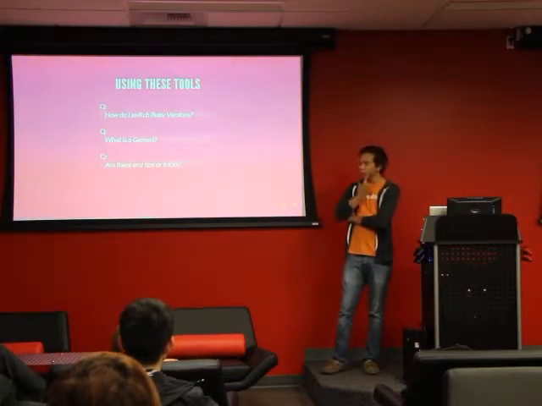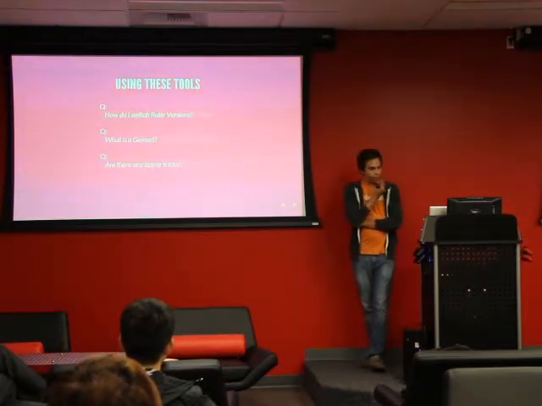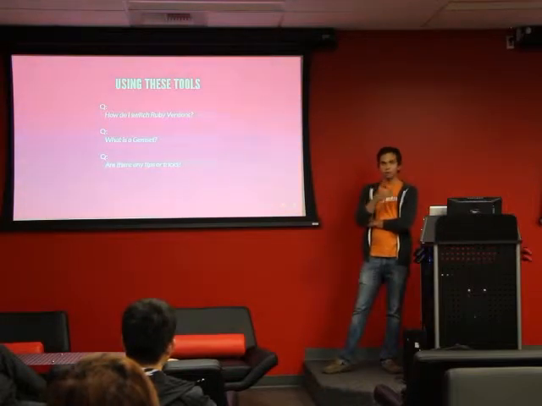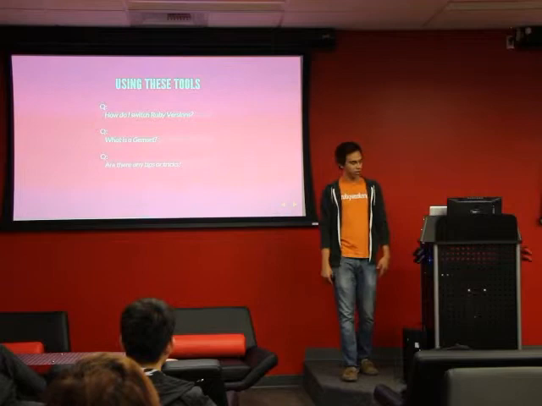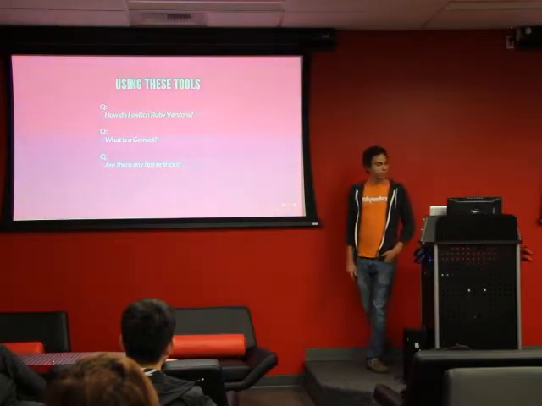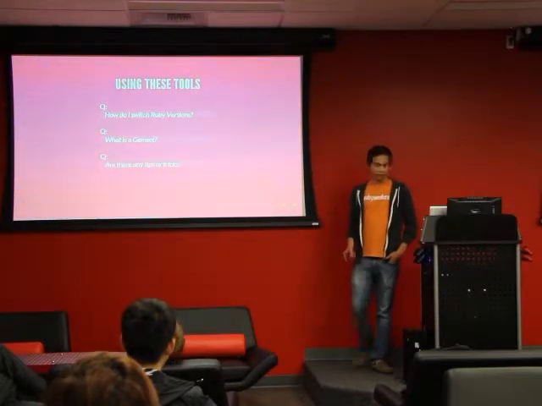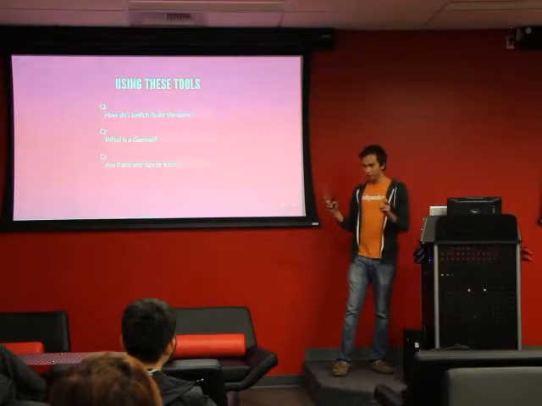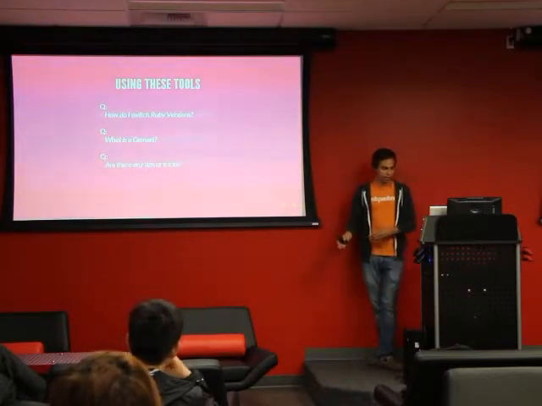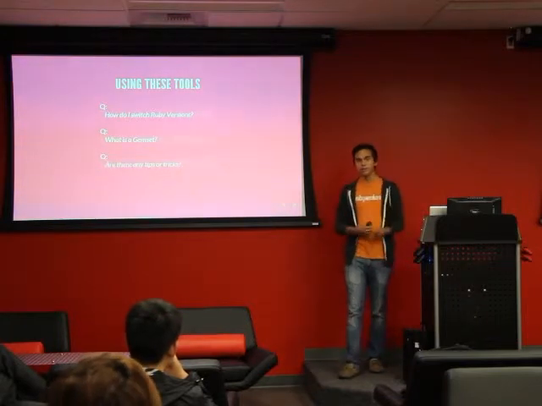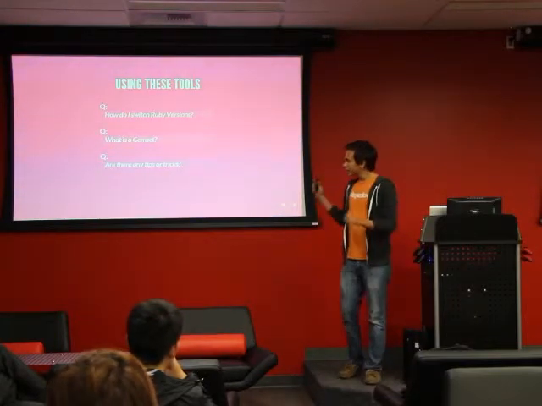Okay, so using these tools, right? Probably first question for both tools, how do I switch Ruby versions? How am I going to accomplish this feat in front of me? Well, we'll get to that. What is a gemset? Well, a gemset is what I mentioned before, that gem enclosure. So we'll be getting to that as well. And then very last, are there any other tips and tricks? Of course, there are many tips. I only cover a few, but we'll get there.